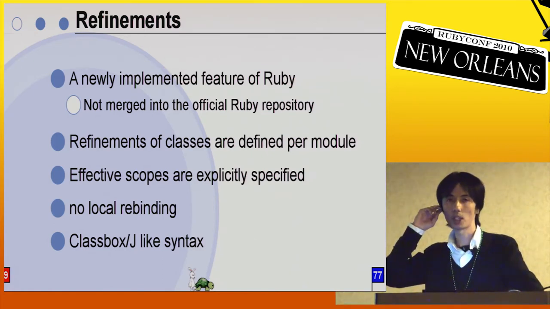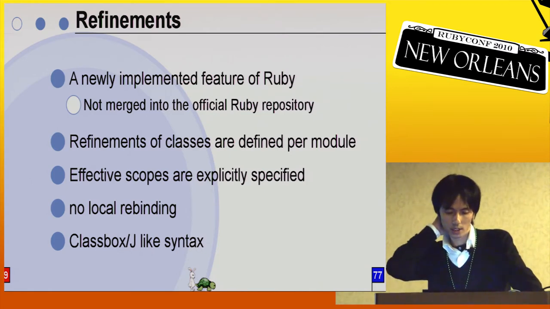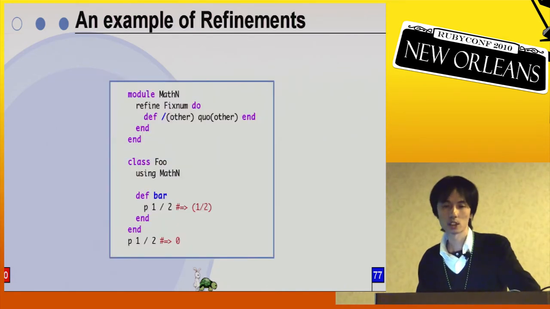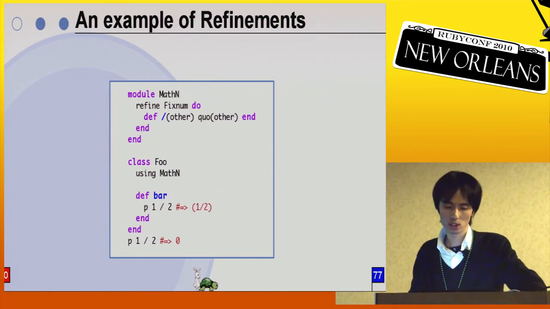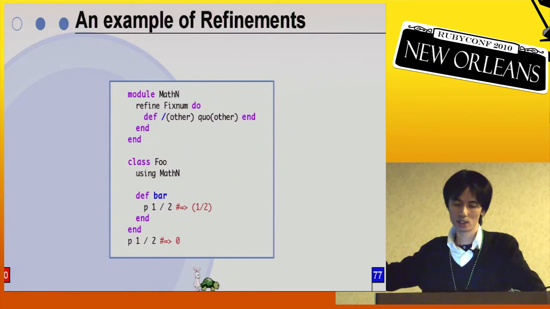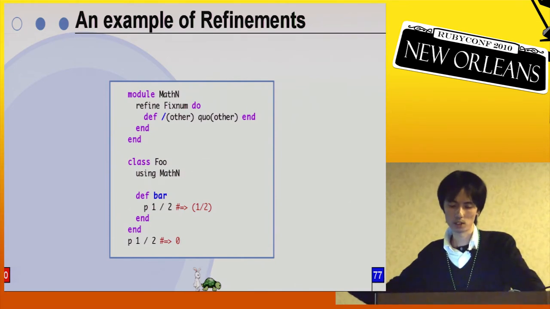Refinements of classes are defined per module, effective scopes are explicitly specified, and there is no local rebinding. And the syntax of refinements is similar to Classbox/J. This is an example of refinement. This example defines a module MathN and calls the refine method on it. It defines Fixnum and modifies the slash method.